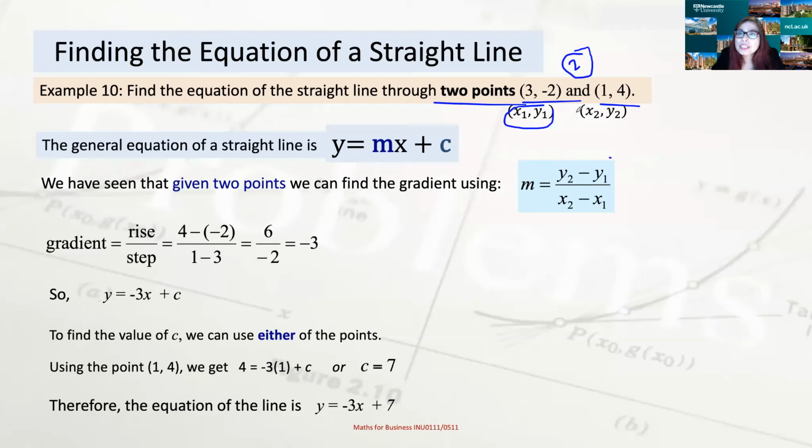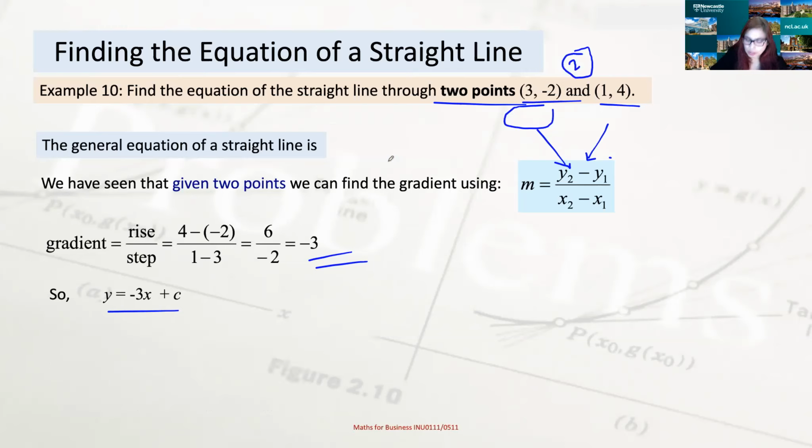And substitute the points in the formula. Find the value of the slope, okay? Substitute in the formula, find the value of slope, and put it in the equation here. I'm just going back. So you find the slope minus 3, then put this in the equation of y is equal to mx plus c.